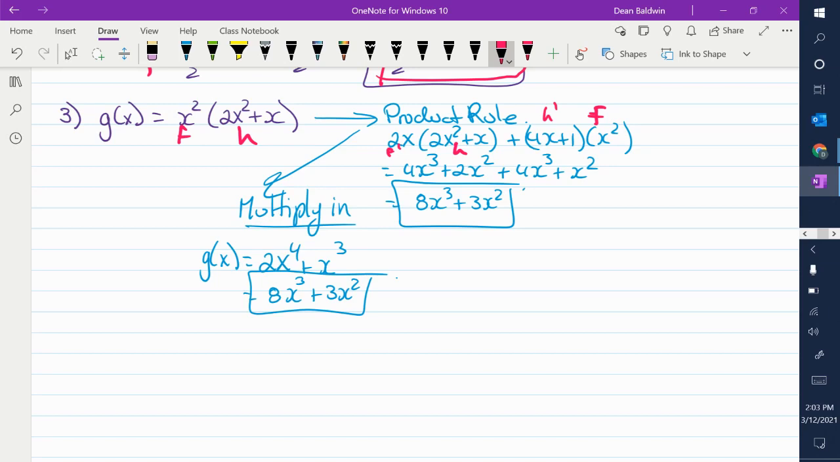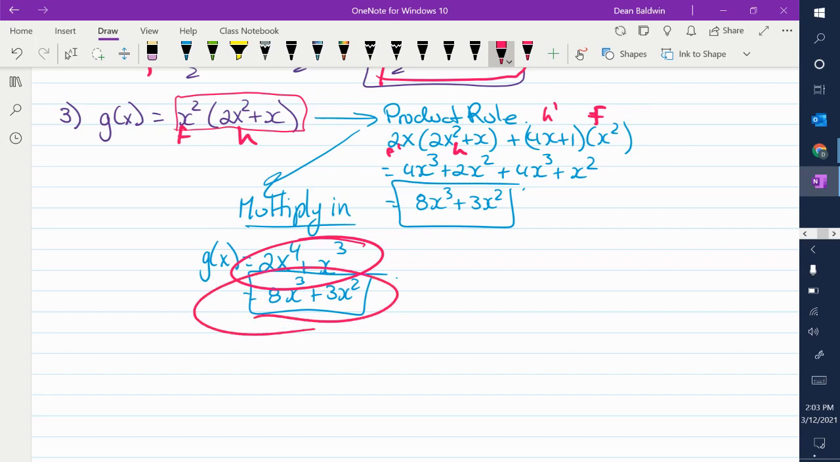Or, especially when you have no fractional exponents or anything, it's way easier just to multiply them in usually, because you get this, and then the derivative of that is just 8x cubed. They match, so that makes us happy. That's the last little bit before spring break.